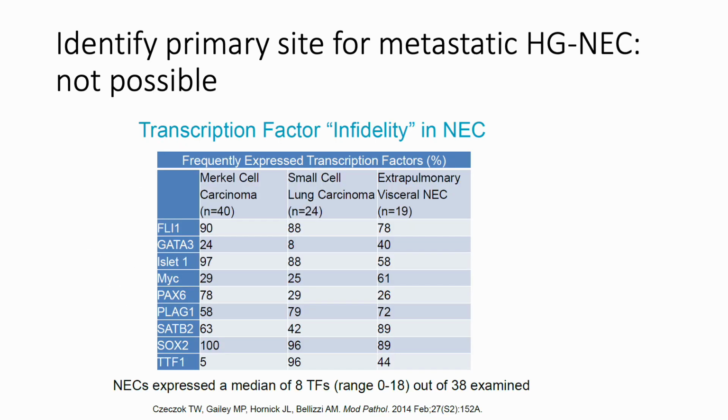For high-grade neuroendocrine carcinomas, determining the site of origin is essentially impossible. These tumors are genetically unstable. One study demonstrated that, on average, high-grade neuroendocrine carcinomas express 8 different transcription factors. As a result, it is not uncommon to see simultaneous expression of markers such as TTF1, CDX2, and GATA3 within the same tumor, making it impossible to pinpoint the primary site.